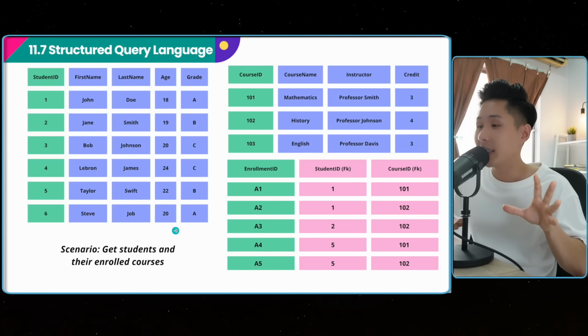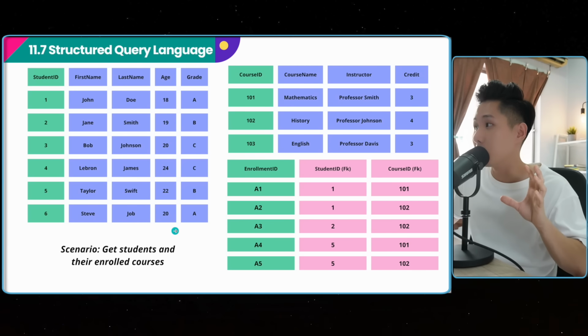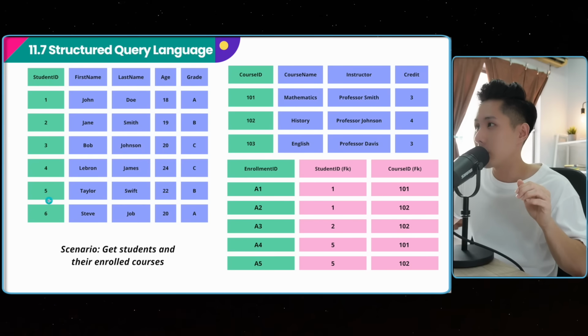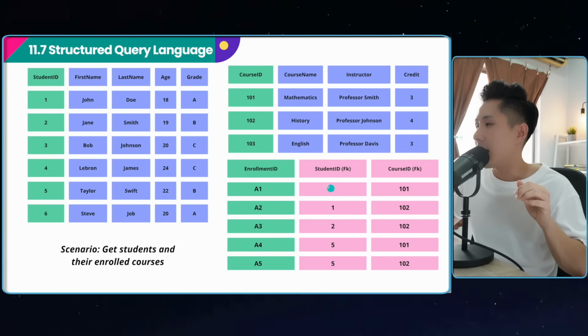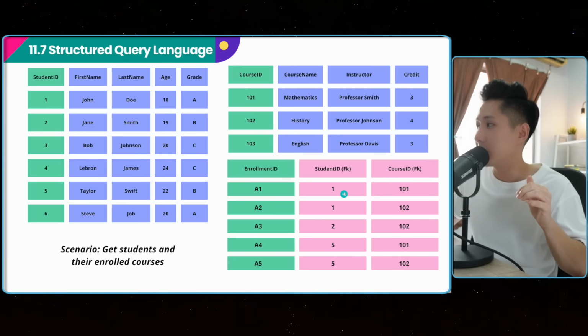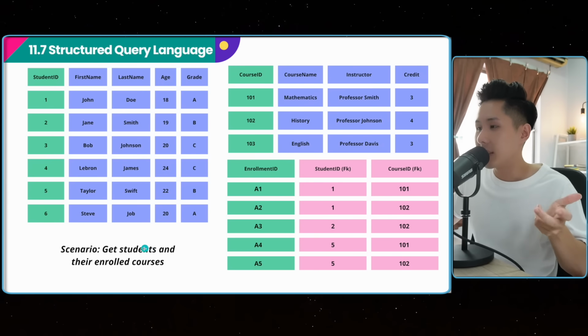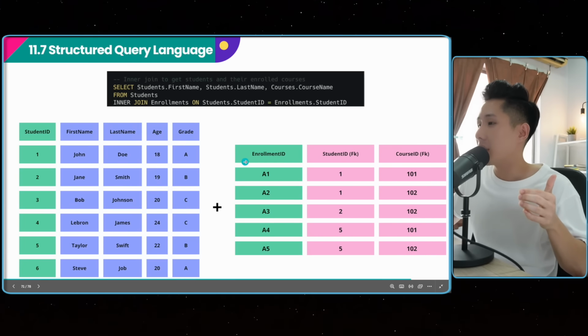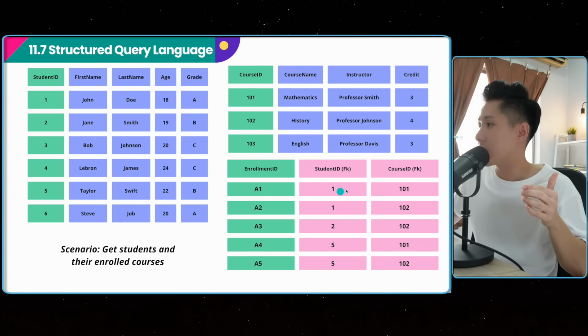Right, so the last example that I want to show you, which is the most complicated. So I now have the 3 tables here: student, course, enrollment. And enrollment will show which student enrolls in which course. So the scenario here is that I want to get students and their enrolled course. Meaning I want to see, instead of showing just student ID, I want to show their names.